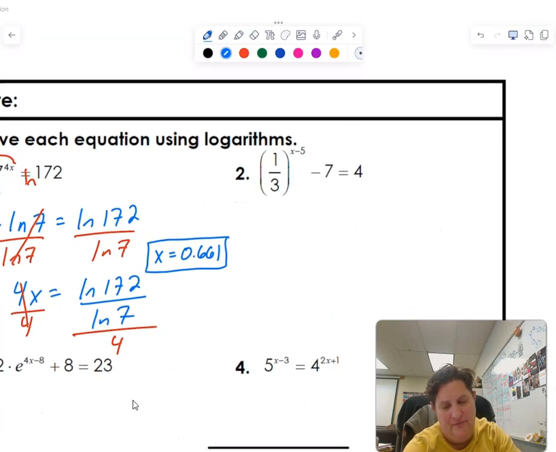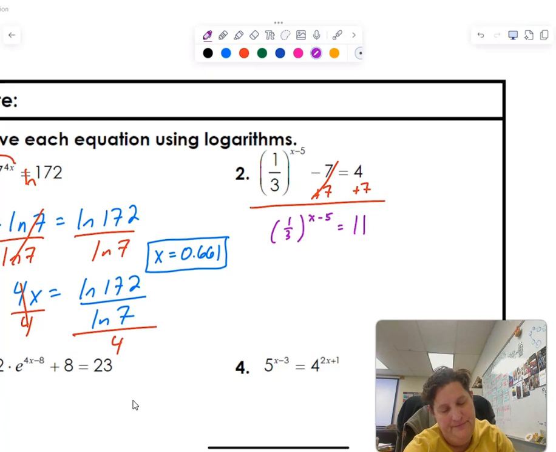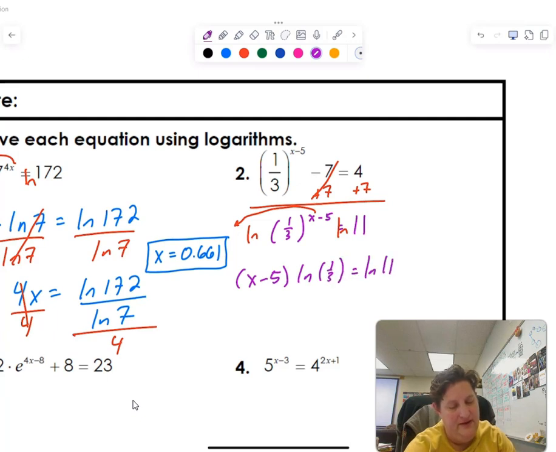Before I take the log of both sides, we can definitely just add this 7 over, make it a little bit easier. Okay, so it says 1/3 x minus 5 equals 11. ln both sides. Bring that down in front. So x minus 5 ln of 1/3 equals ln of 11.